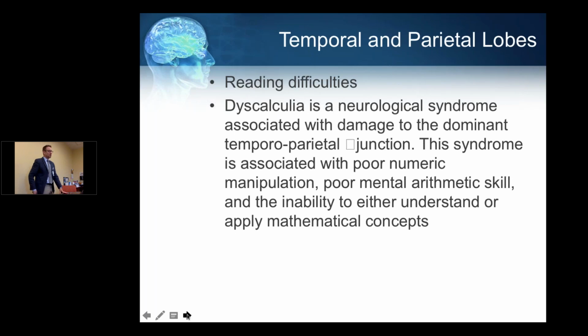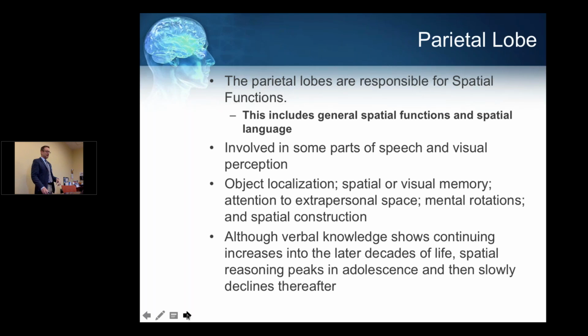So temporal and parietal lobes, when those areas aren't functioning as well as they should, we could have reading difficulties, dyscalculia, and that's the problem with math. And that could be due to the spatial problems with math, where you don't understand what the symbols or numbers look like. It's a perceptual issue, or it could be more of an inability to understand mathematical concepts. And those are different parts of the brain and how they connect. So switching to the parietal lobe, and once I get through all the lobes, then I'm going to bounce and we'll go through each individual disorder.